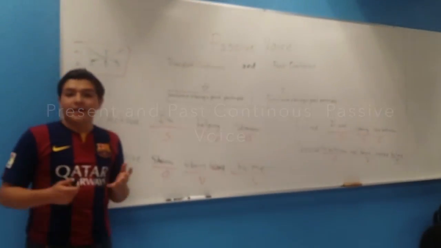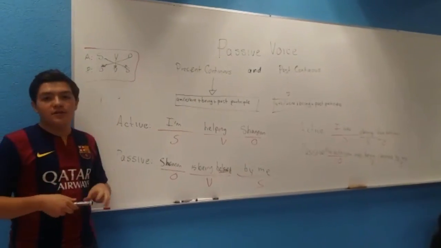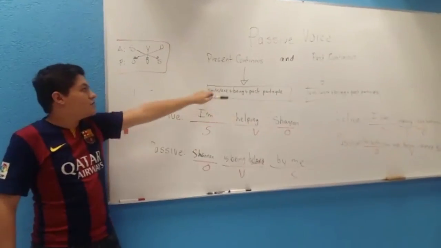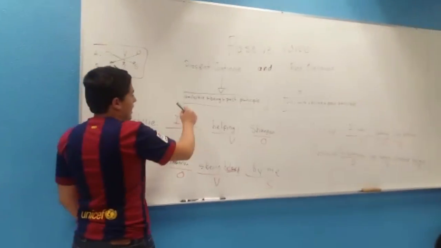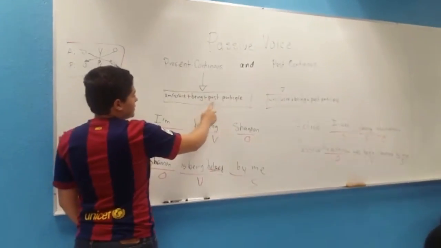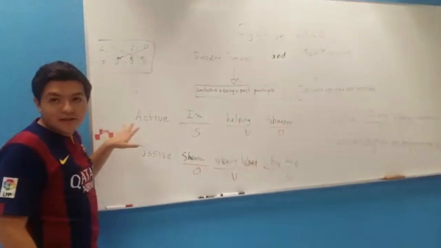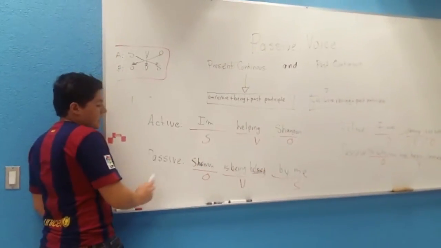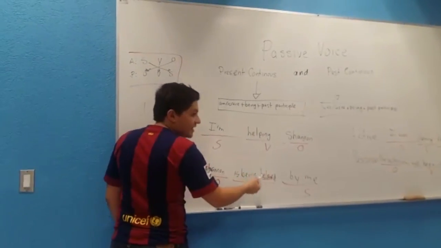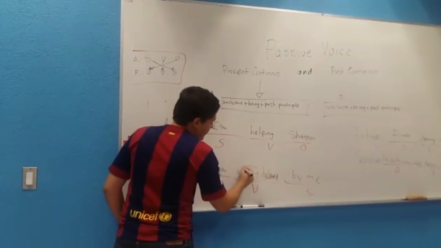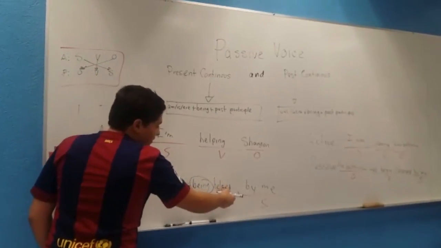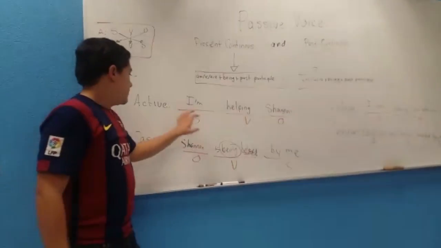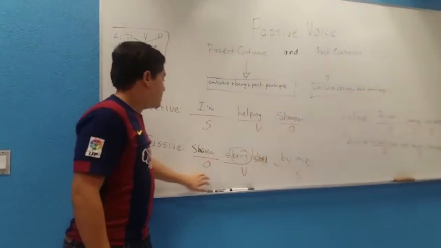Again, I'm going to explain how to use passive voice, but now with the present continuous and the past continuous. This is the structure for the present continuous: am, is, are, plus being, plus past participle. Here's an example, active: I am helping Sharon. In passive: Sharon is being helped by me. We always have to use being. Again, subject, verb, object; object, verb, subject.